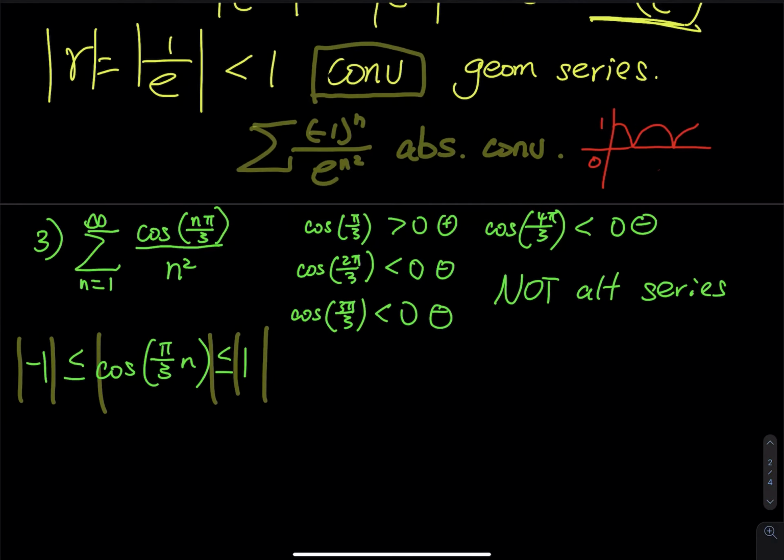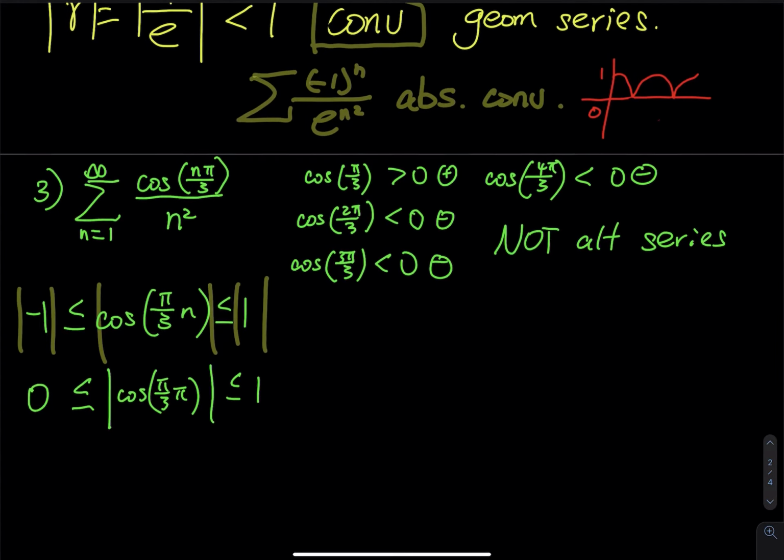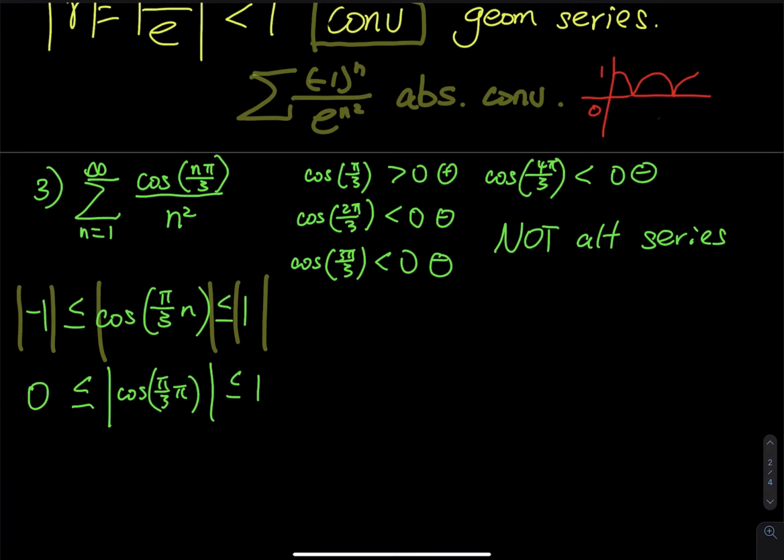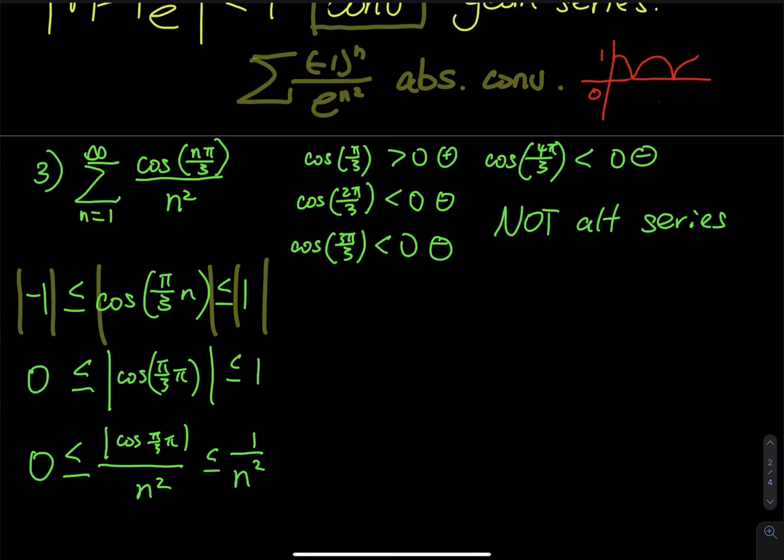So back to this problem, 0 is less than or equal to the absolute value of cosine of pi over 3 n, and the absolute value of 1 is still 1. Since the series is divided by n squared, we divide each term by n squared. So 0 divided by n squared is still 0, then the absolute value of cosine pi over 3 n divided by n squared, and then we have 1 divided by n squared.